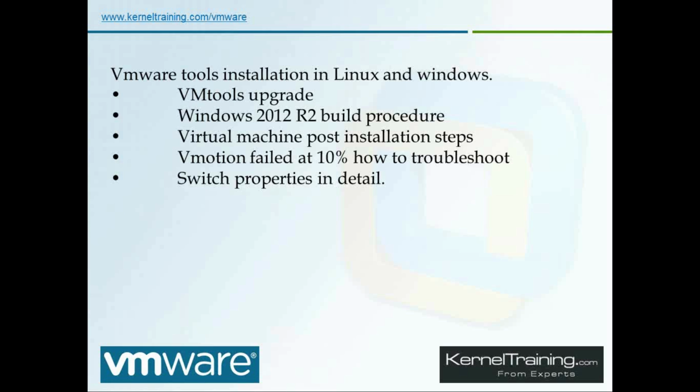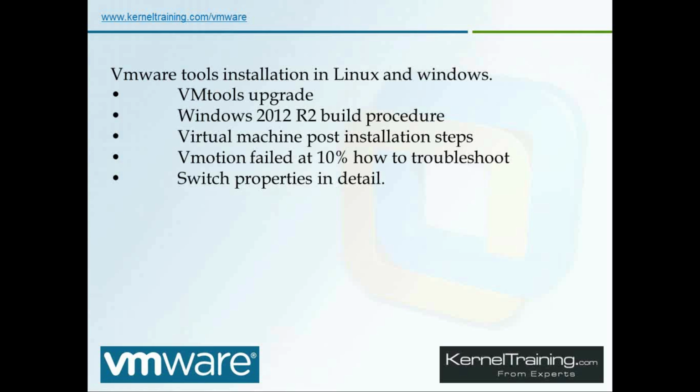Next, the Windows 2012 R2 build procedure. We'll have a separate sheet wherein, as I told you in the last slide, we have different types of steps: the pre-implementation plan, implementation plan, and the post-implementation plan. In the same way, for this 2012 R2 build also, we'll have the same three types of steps. It has around 100 steps that we need to check in order to build a 2012 server.